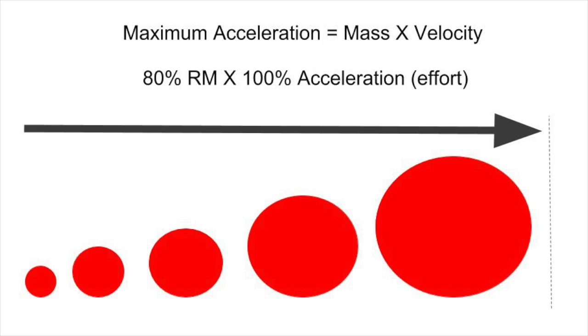Now let's assume we have the same weight, but we are going to give a 100% effort towards moving the weight as fast as possible during the bicep curl. In order to accelerate the load as fast as possible, your body must recruit more motor units. Therefore, to move the same 80% of your 1 rep max as fast as possible, your body could recruit 100% of its muscle fibers.